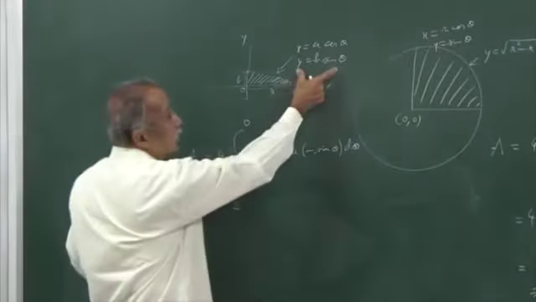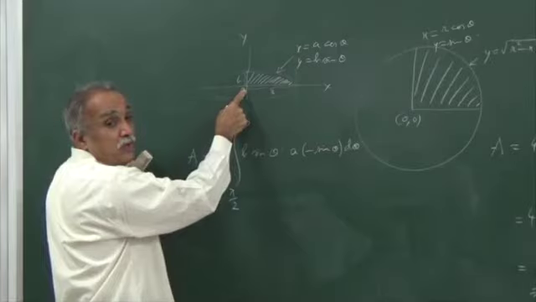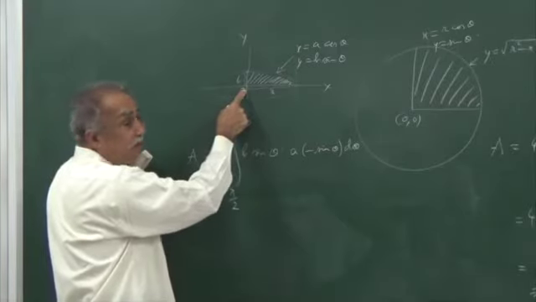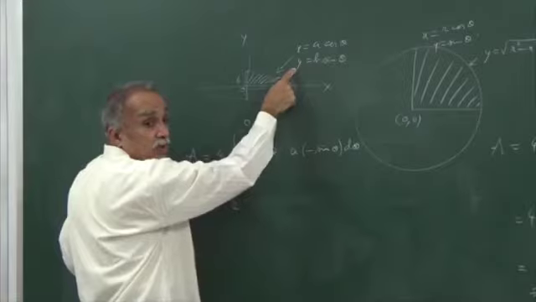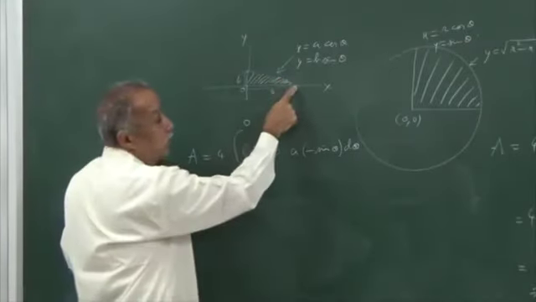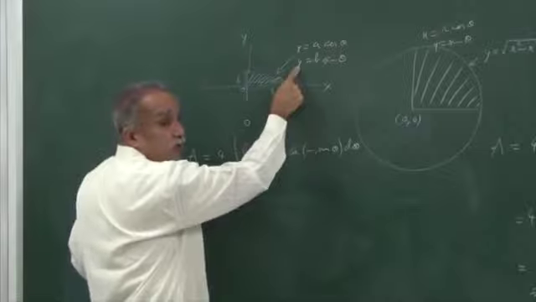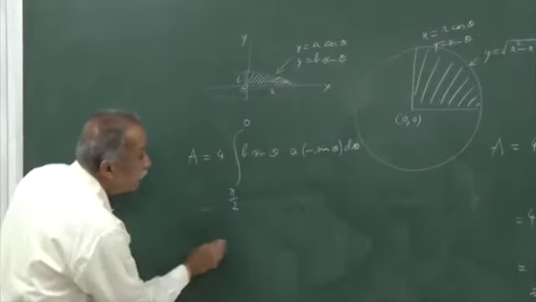Or you may use this also. At this point y is equal to b. y equal to b means sin theta equal to 1, which means theta equal to pi by 2. At this point y equal to 0, y equal to 0 means sin theta 0, theta equal to 0. Okay.